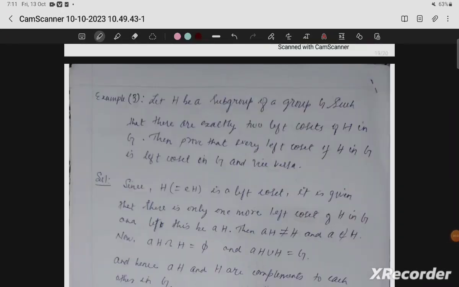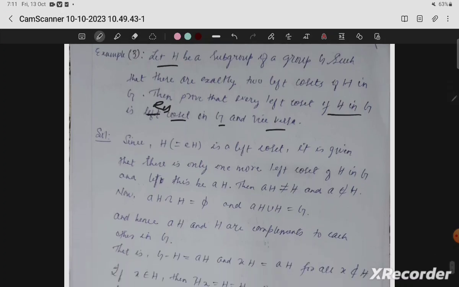Now the next question is: let H be a subgroup of a group G such that there are exactly 2 left cosets of H in G. Then prove that every left coset of H in G is a right coset in G and vice versa.